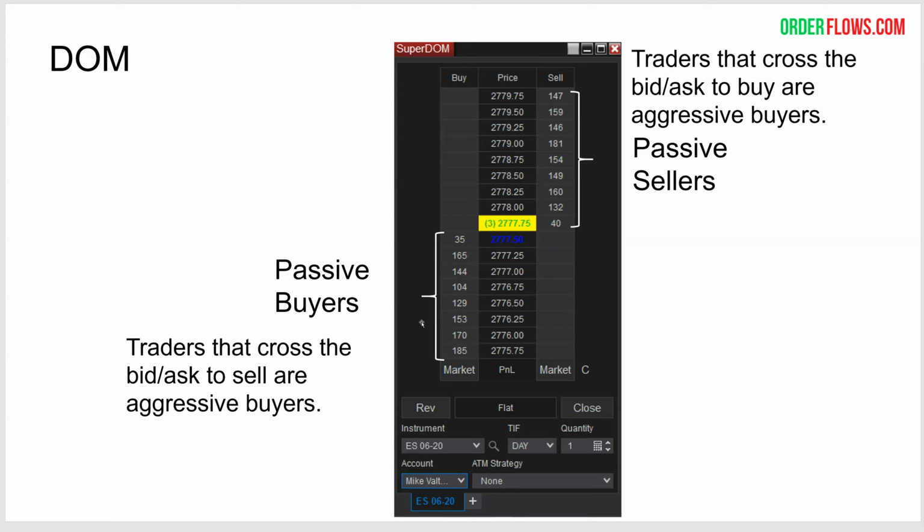Now, for a trade to occur, someone has to cross the bid-ask, right? Someone has to sell to the passive buyers, or someone has to buy from the passive sellers. Okay, someone has to be aggressive, otherwise price won't move. It'll just stay there, at 77.5 by 77 3/4.